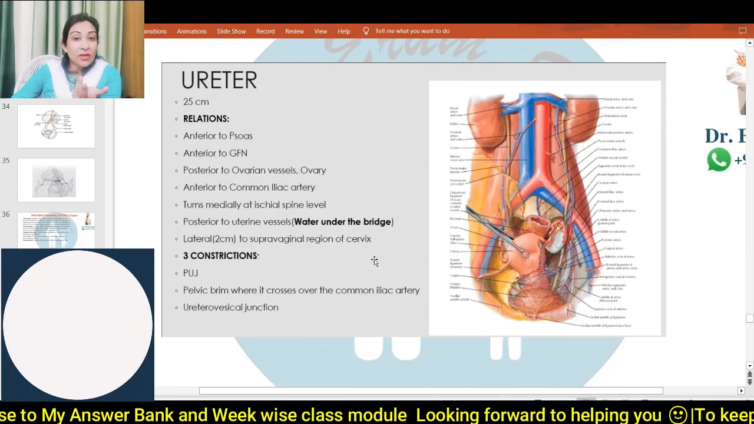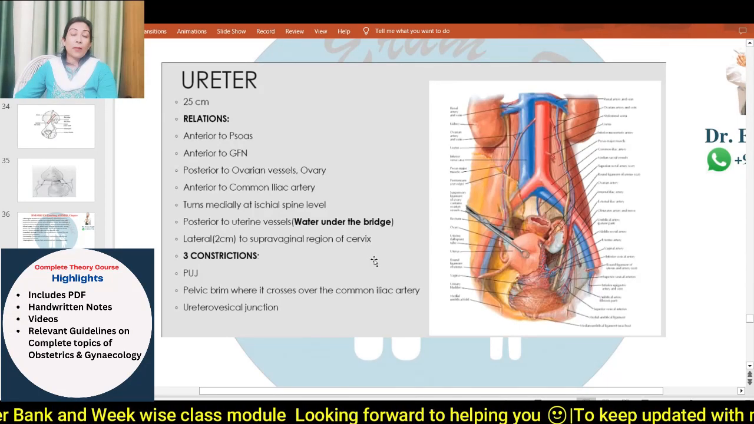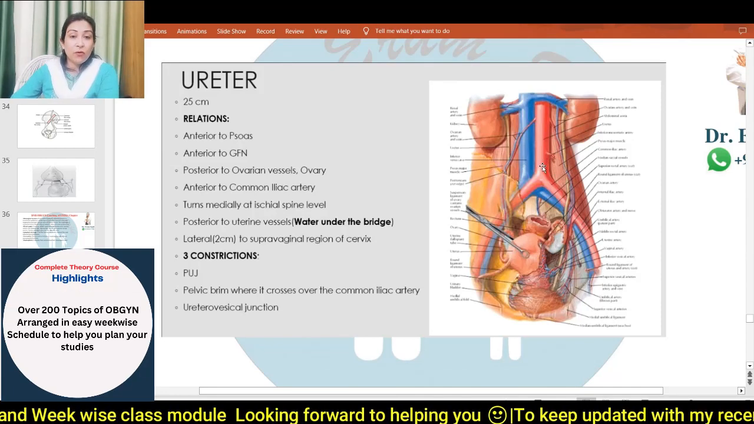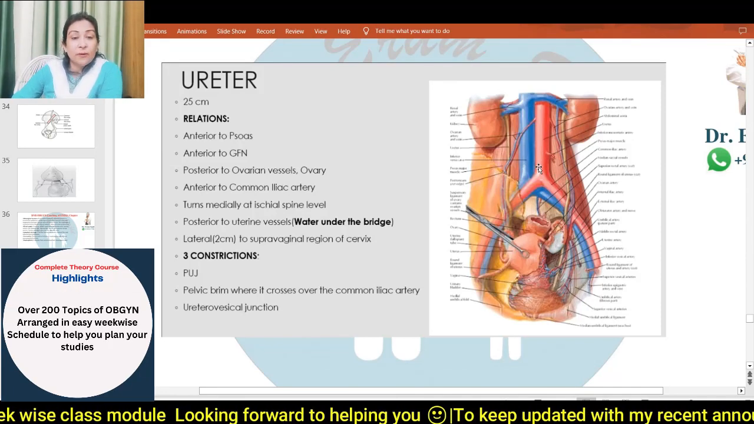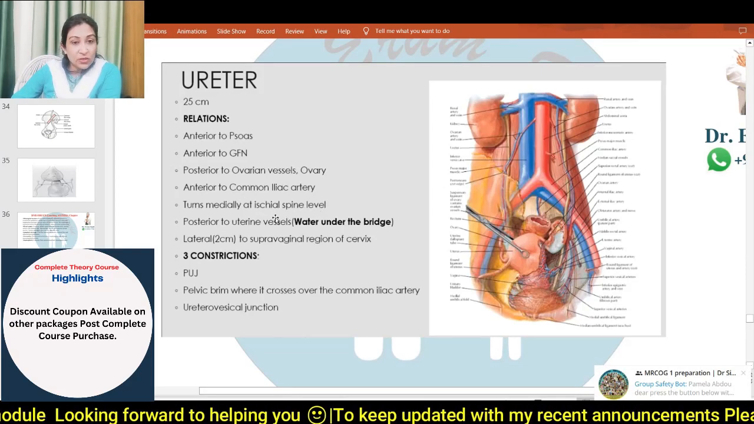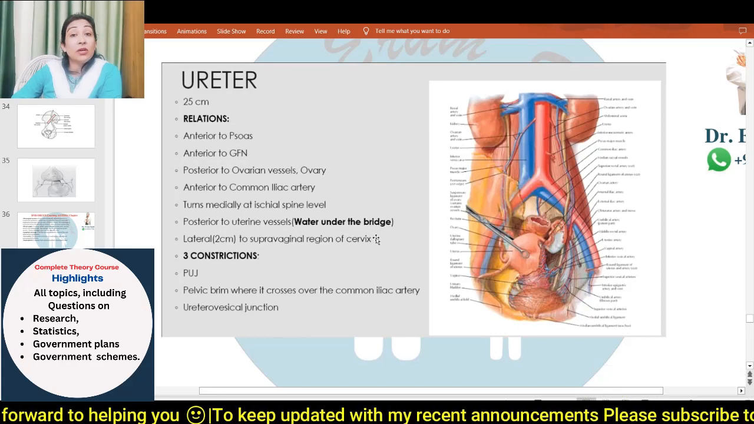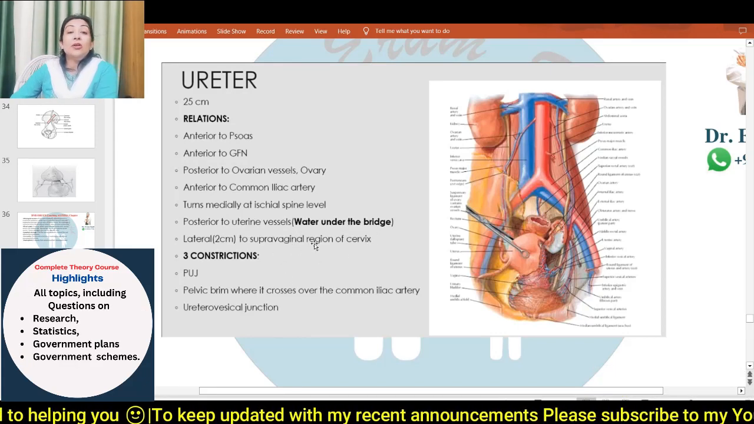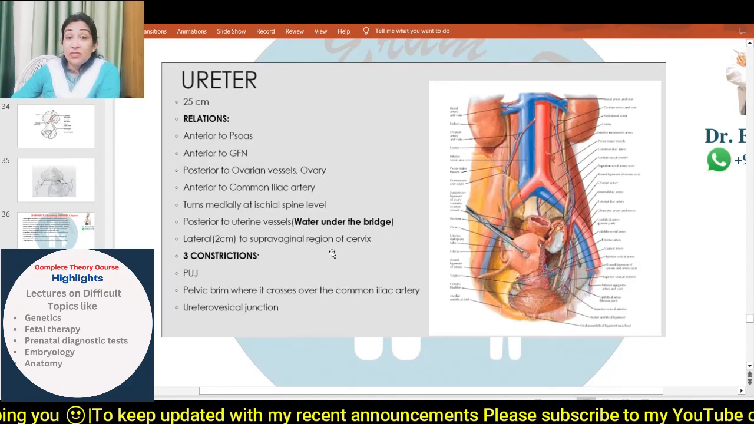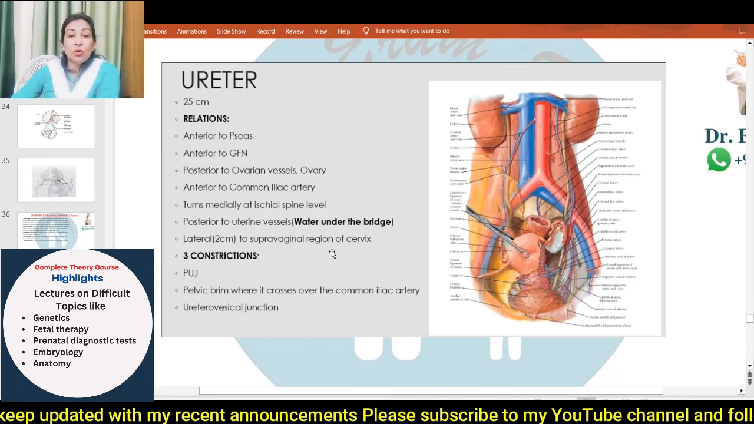Posterior to the ovarian vessels, because like I told you, the ovarian vessels are supplying the ovary in the ovarian fossa, and because of that it's posterior to the ovarian vessels. Anterior to the common iliac artery, we just saw. Turns medial at the ischial spines, we just saw. Posterior to the uterine vessels, water under the bridge, I just told you. Lateral to the supravaginal region of the cervix. Now, that's also another very important part at which it can get injured. I'll be telling you that shortly.